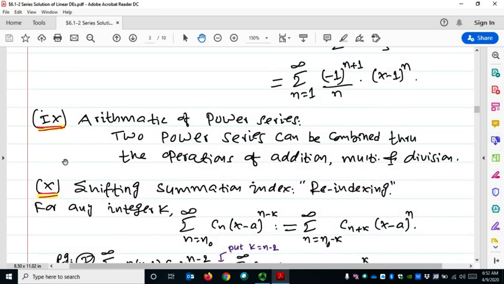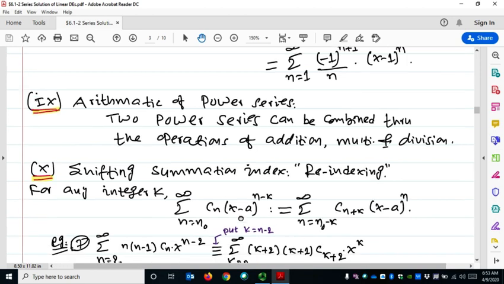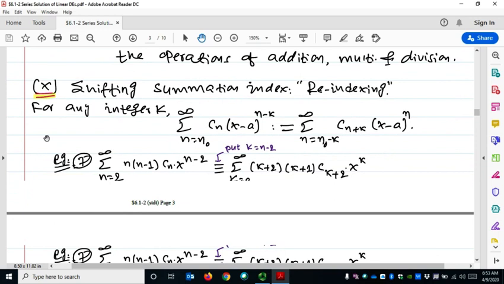The arithmetic of power series: two power series can be combined through the operations of addition, multiplication, and division. Shifting the summation index: for any integer k, the series here starts from n0, but here it starts from n0 minus k. So in general, in the general term, replace n by n plus k and subtract k from the lower limit of the summation.